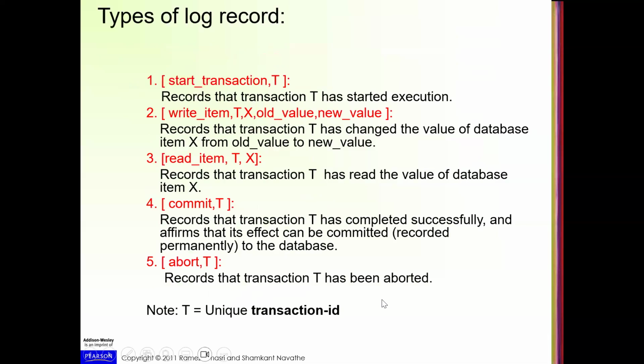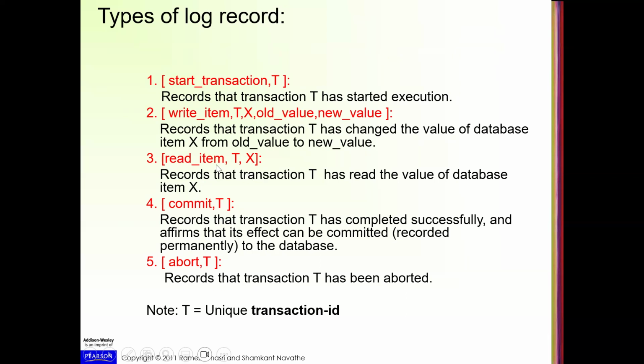Okay, so this is the first part of it: transaction log record types. There are 5 transaction log record types. The first one is starting the transaction, and the last one is aborting the transaction. So it is given as start_transaction, T, which means the transaction T started executing. Then we have write_item, transaction T, item X, the old value and the new value. Now, if the transaction is performing a write task on item X, then its old value is recorded and its new value is also recorded.